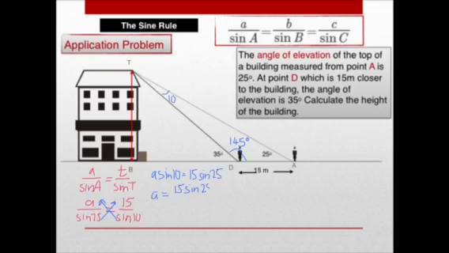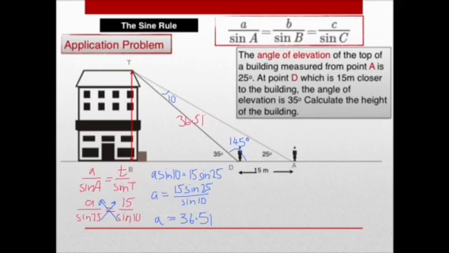Again, make sure your calculator is in degrees mode. And because this isn't my final answer, I'm going to be more accurate than I need to be. So I'm going to give this to 4 significant figures. So A is 36.51 meters. I'm just going to mark that in on my diagram here, 36.51.